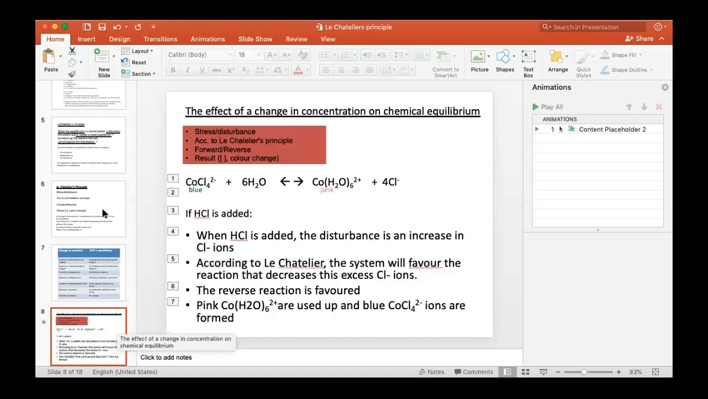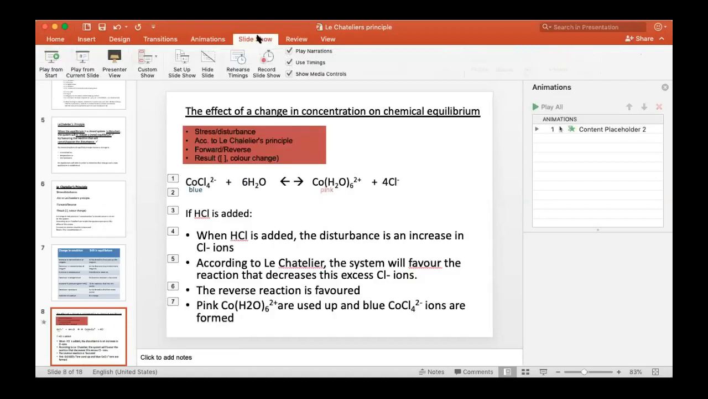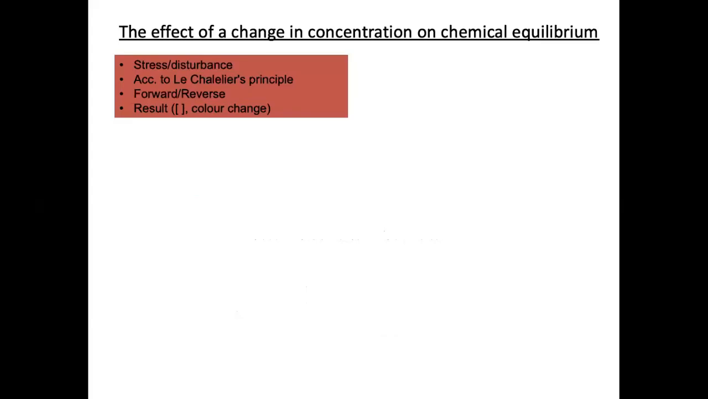in terms of a long story, right? So let's look at the effect of a change in concentration on a chemical equation. So first, I've written down the 4 main points: stress or disturbance, according to Le Chatelier's principle, reaction favored, and result. And let's take an example, the same example that we did in terms of our demonstration, right?